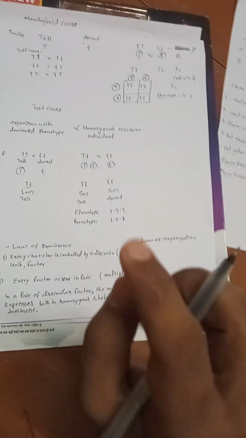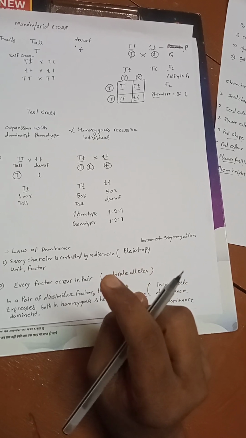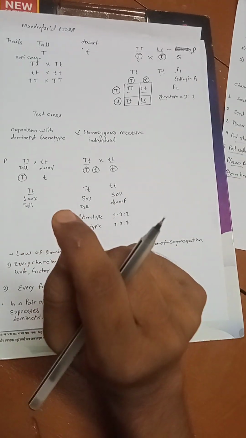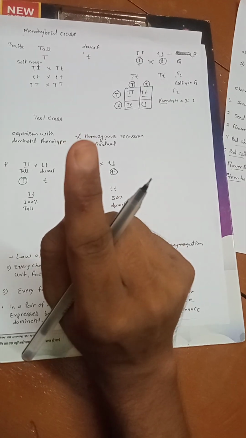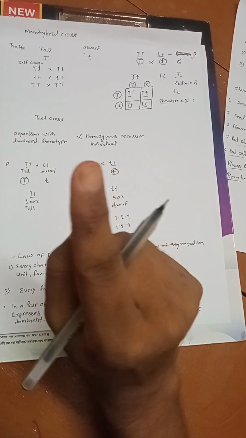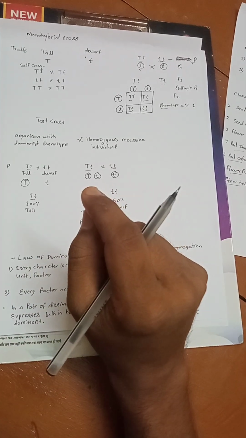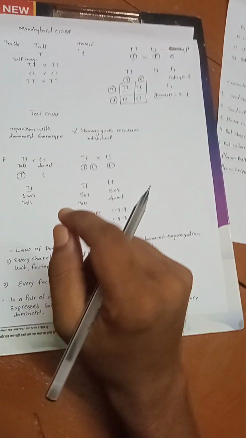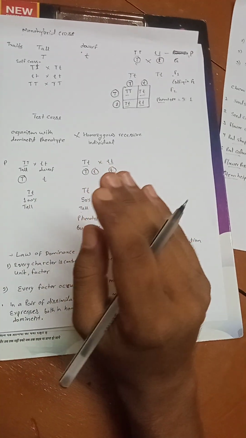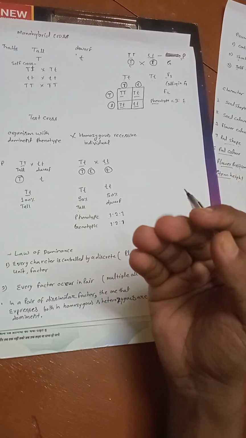The first is that every character is controlled by a discrete unit called a factor. It means if a gene controls tallness, that gene cannot affect other characters like seed shape, seed color or flower color.